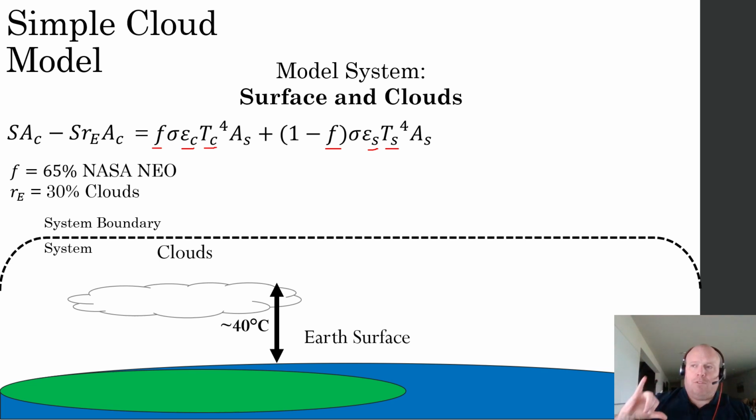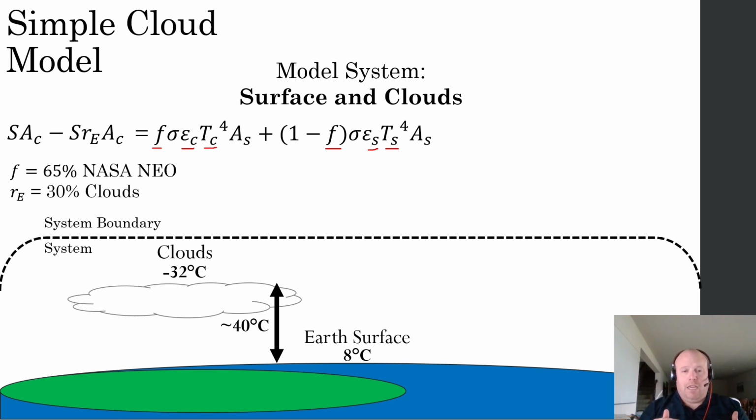And the lapse rate in the atmosphere, which is the change in temperature in the atmosphere, is about 6 degrees Celsius per kilometer times 7 kilometers. That's about 40 degrees Celsius difference between the surface temperature and the cloud temperature. And when you do the calculation, you end up with 8 degrees Celsius for the surface and negative 32 degrees Celsius for the clouds. And so what that tells us is adding clouds causes a greenhouse effect.